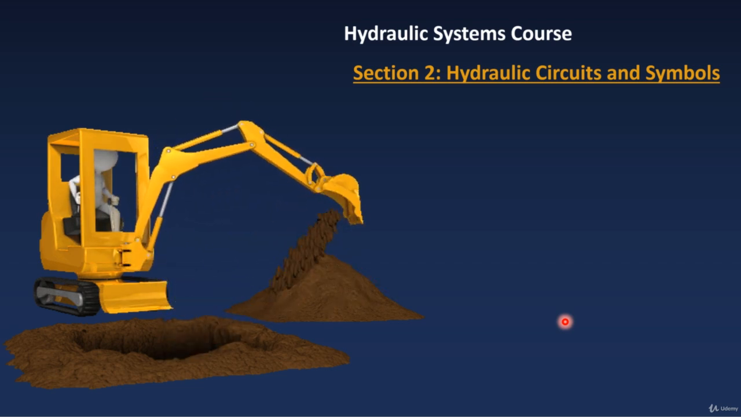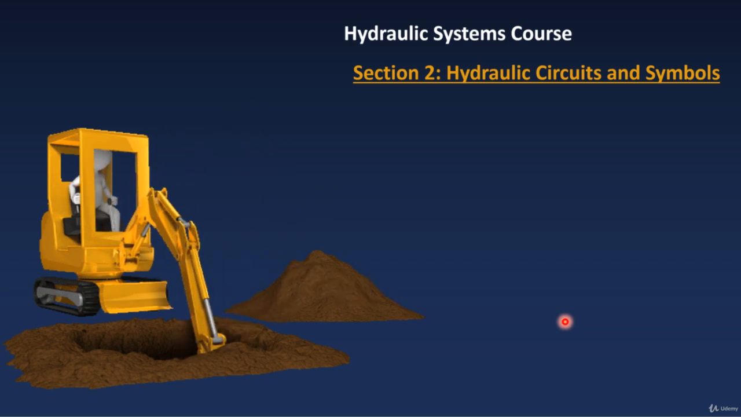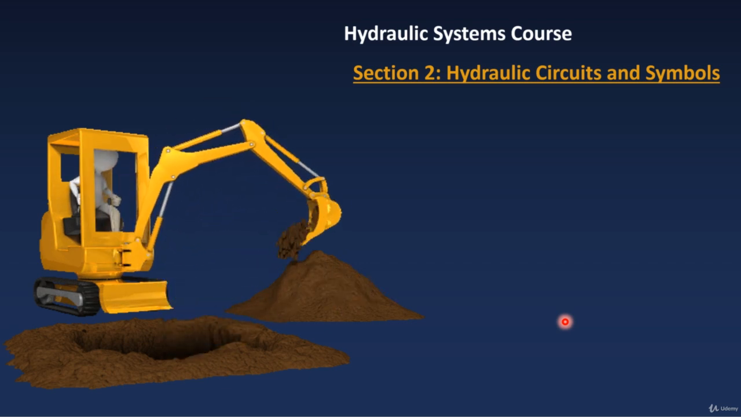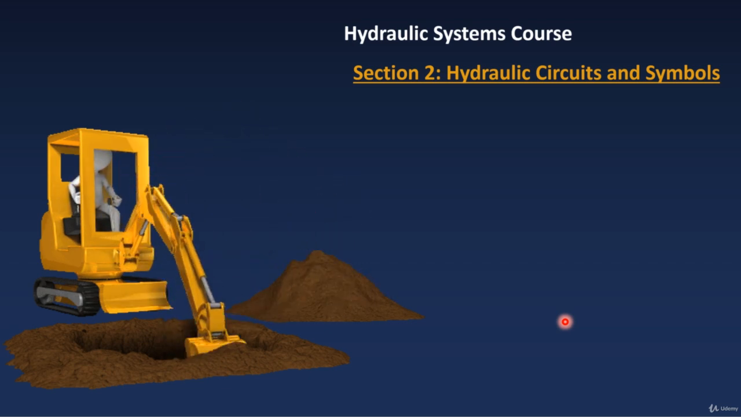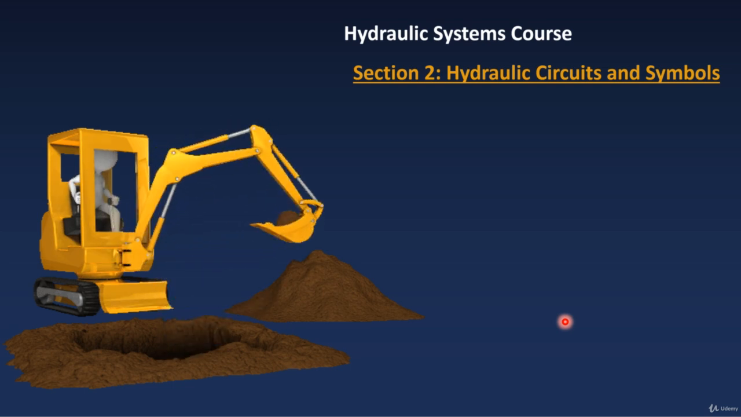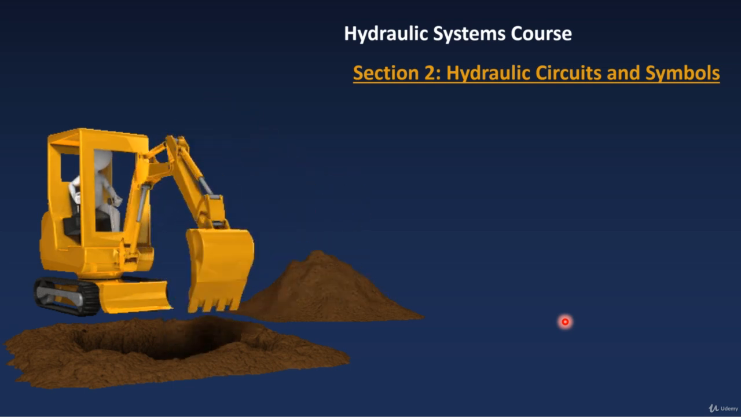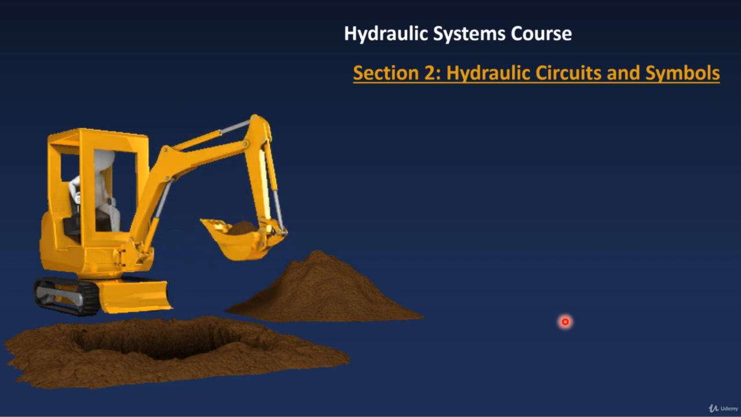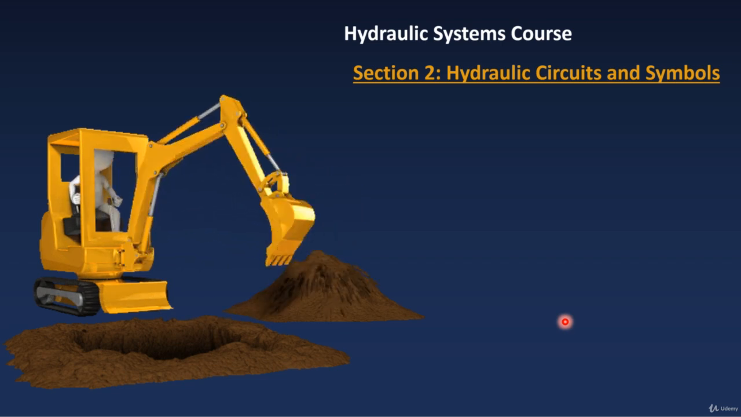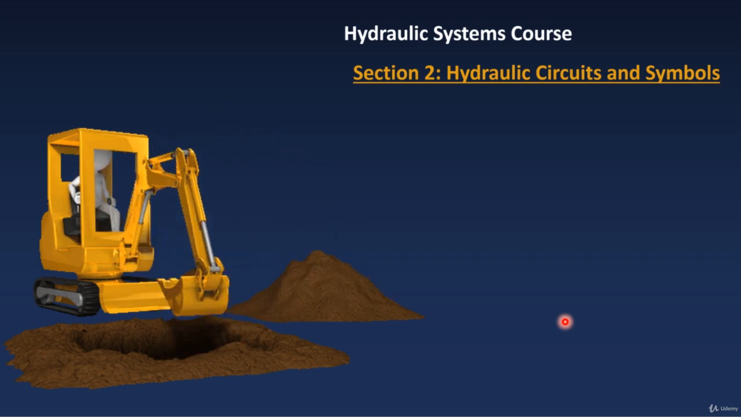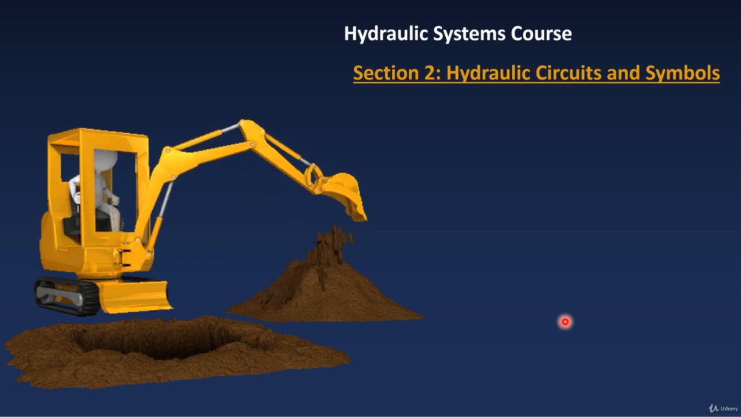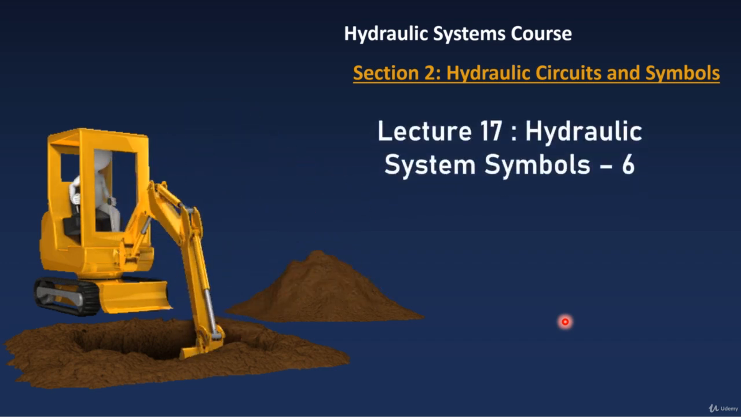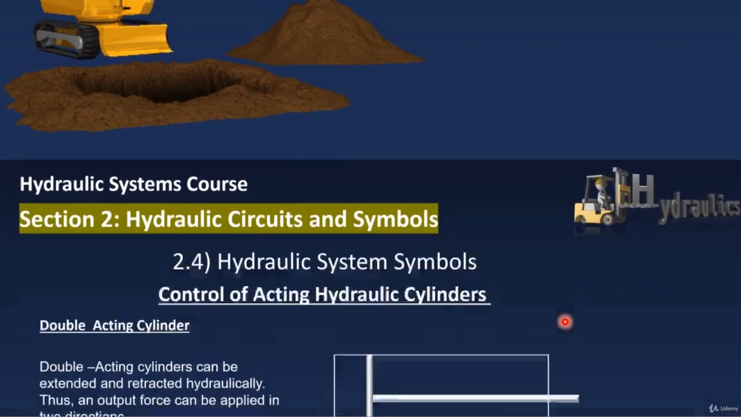We have also calculated this force and the displacement of the stroke, or the stroke of that piston. So we are calling the movement of this piston either displacement or stroke. In this lecture, we'll continue with the hydraulic cylinder symbols, and we will talk mainly about the double acting hydraulic cylinders. So let's start with lecture number 17.